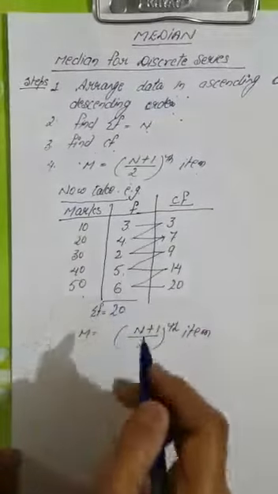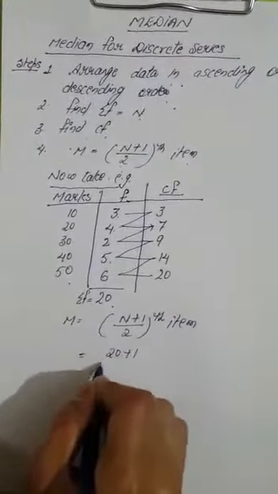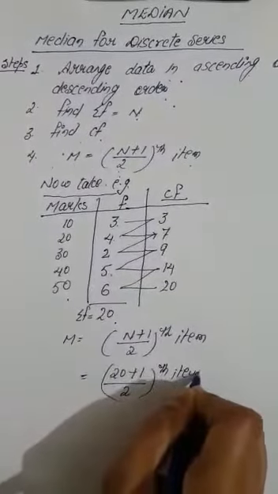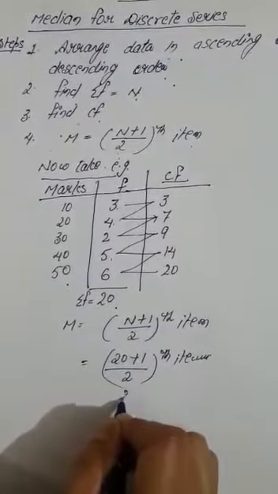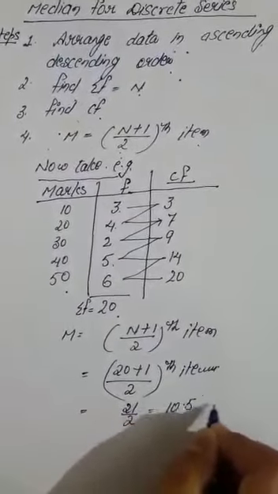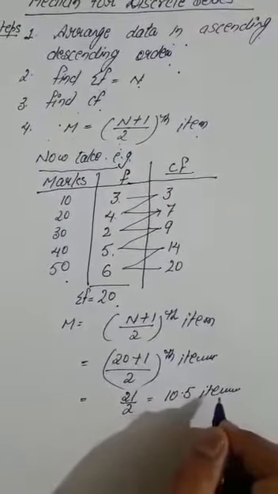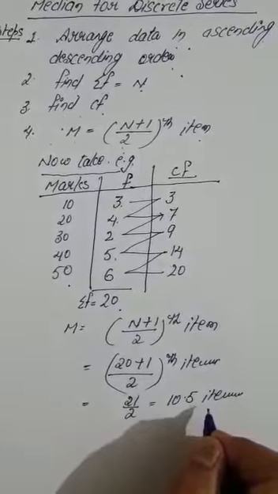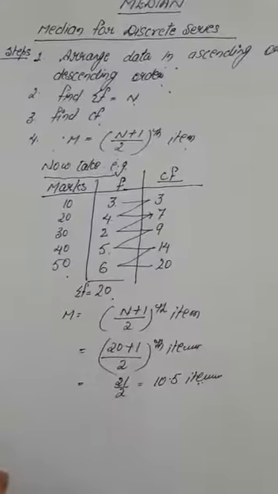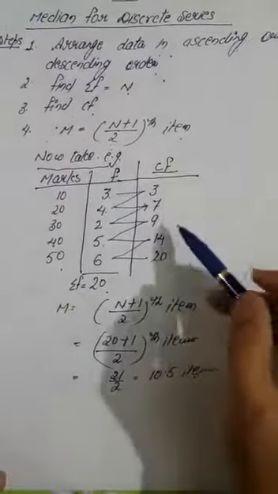How many items do we have? Total 20. So it is 20 plus 1 by 2 item, then 21 over 2, that is the 10.5 item. So we found 10.5. It's not our median. We have to find out where it lies, so we need to find where it lies in the cumulative frequency.